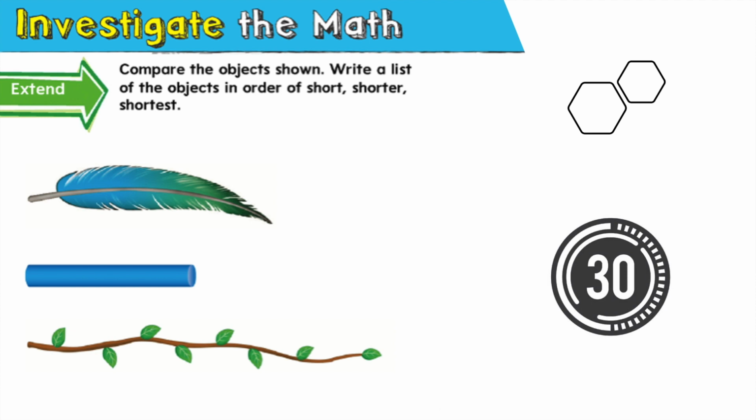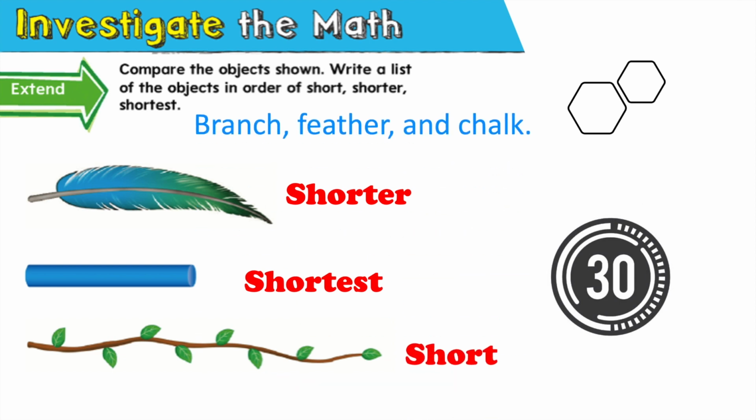Okay. The shortest would be the chalk. Then which one would be shorter, the feather or the branch? The feather. That means that short would be the branch. Is this what you have? Branch, feather, and chalk?